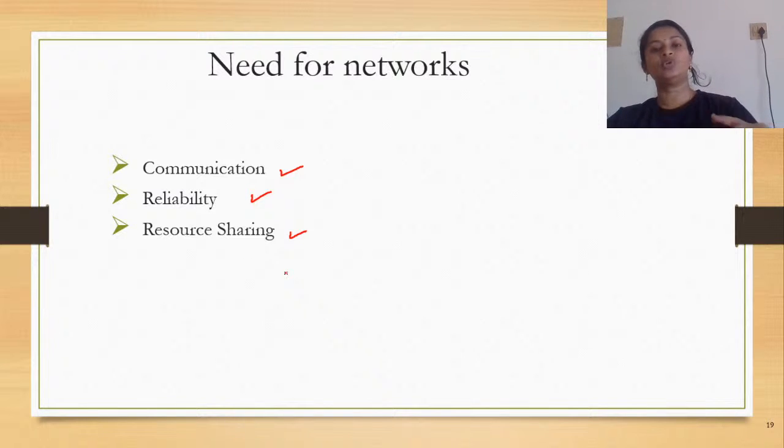Now, reliability: you rely on a friend when he or she turns up for you at both your good times as well as your bad times, right? So when you rely on a system, you mean that you are relying on the system for accessing information, for getting or sharing resources, or to facilitate communication in your context, right? So when all three terms come together, we identify that yes, there is a need for networks.